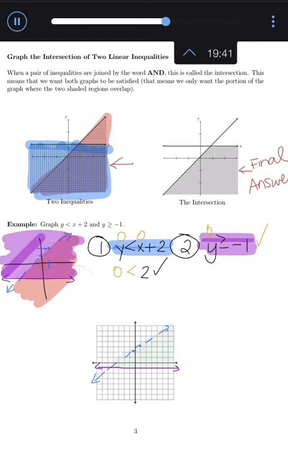Now, be careful. Now when I go to shade my final graph, I only want to shade the part where I have my overlap, which is the section that is actually shaded twice right over here. So, in my final answer on my final graph at the bottom, I'm only going to shade in that triangle right there. And that is my final answer.